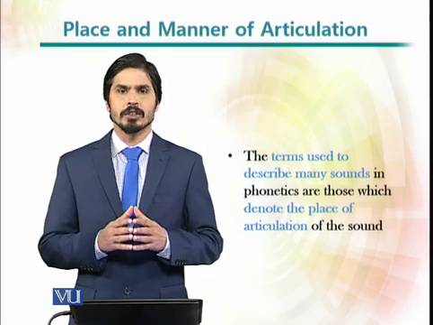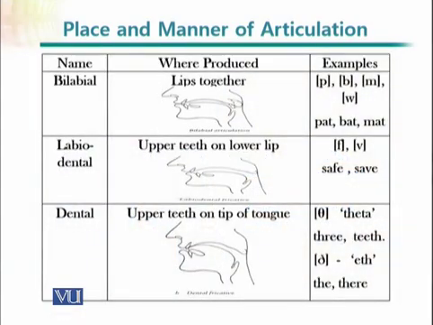In this chart, we could see various kinds of sounds which are produced because of these obstructions or articulations. At the first place we have bilabial sounds, which are produced when the lips are together, and the initial consonant sounds in the words pat, bat, mat are typical examples. We have labiodental sounds, which are produced when the upper teeth are on the lower lip, and the typical examples are the sounds in safe and save. Fa and va sounds in safe and save.